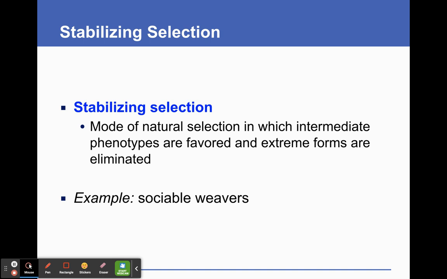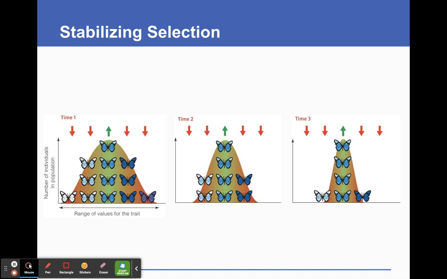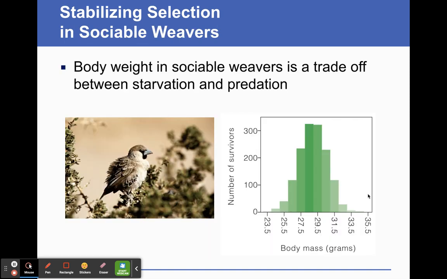Stabilizing selection is our second type of natural selection. And it is a type of natural selection in which intermediate phenotypes are favored and the extreme forms are eliminated. So take a look at this slide. We see, again, back to our butterflies, we start with a general curve, and slowly over time, the ones on the outsides are no longer existing as often, and it's really just the ones in the middle that are selected for.